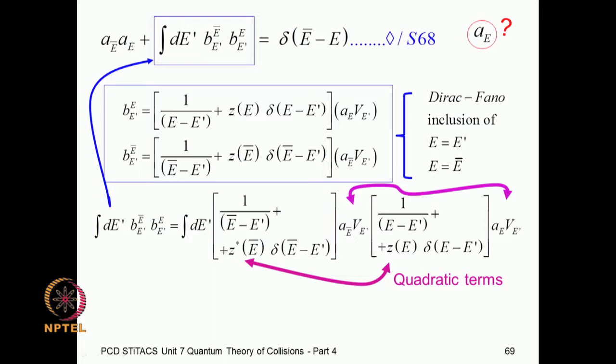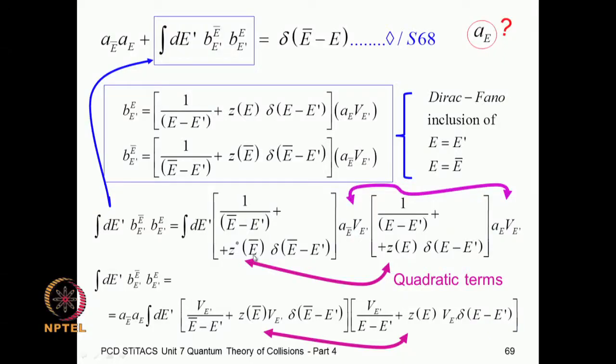Remember that you will get quadratic terms when you multiply. You will get a z over here and another z over here, a v over here and another v over here, so you will get quadratic terms in z and v. Let us write all of these terms. There is an a_E bar and a_E. So a_E bar comes here, a_E comes here, and the v_E bar, v_E prime is inside, because it is under integration, so it does not come out. Then you have two terms over here. The v_E prime remains under the integrand, so you get v_E prime over E bar minus E prime here. Then you have the second function.